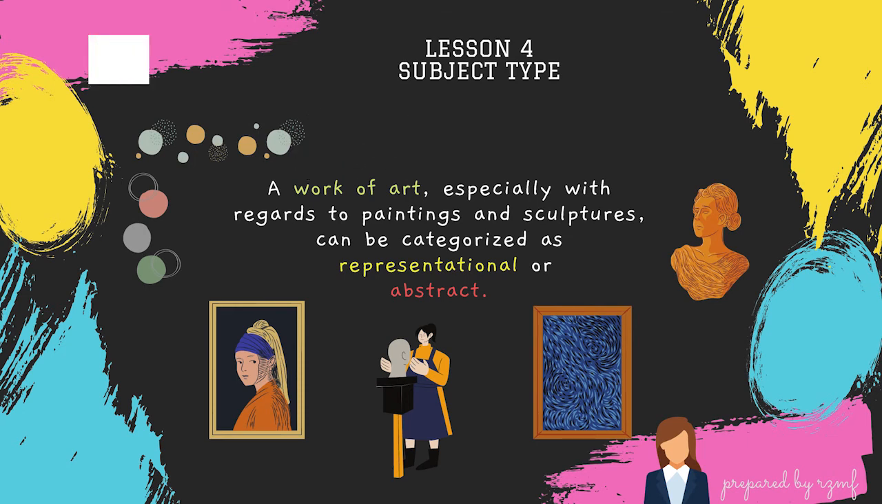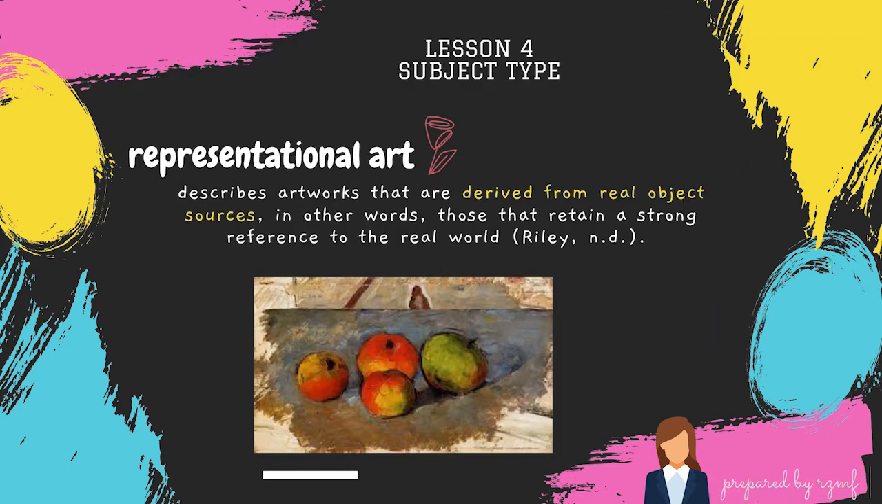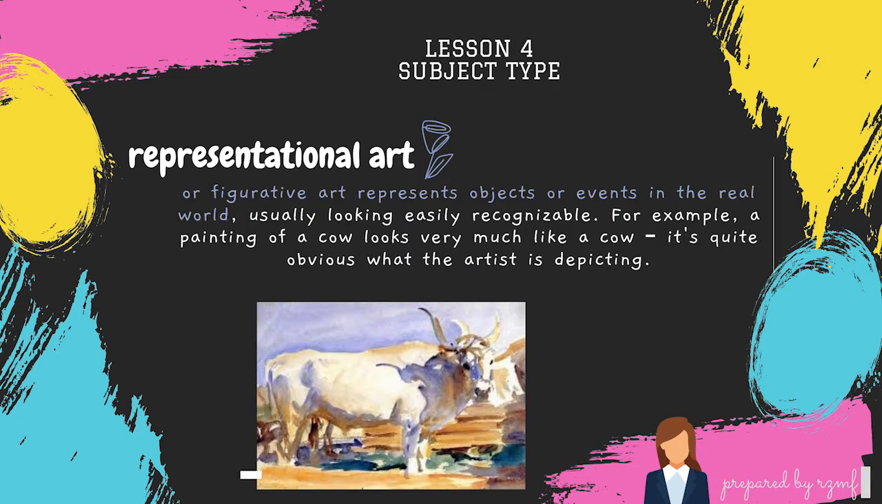The first type is called representational art. This type describes artworks that are derived from real object sources, in other words, those that retain a strong reference to the real world. The keyword here is the word representation. It represents something, some real object. Can you think of an artwork that represents a real object?